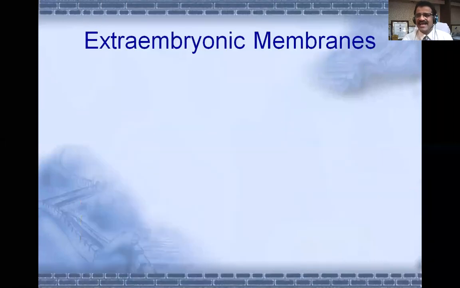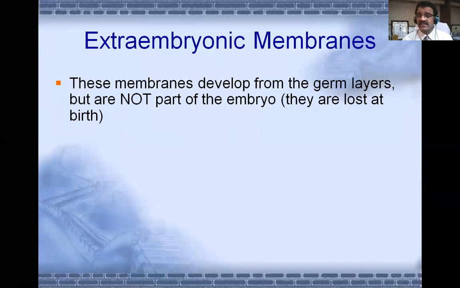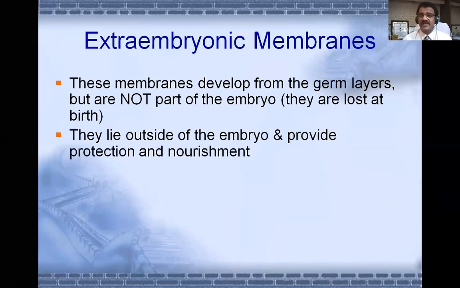They are called extra embryonic membranes because they are outside the embryo. These membranes develop from the germinal layers itself, but they are not part of the embryo. They do not take part in the formation of the human being as far as the fetus is concerned. They are lost at birth, so up to birth they support. When the baby is born, they are lost, so they are discarded. They lie outside the embryo and provide protection and nourishment to the embryo.